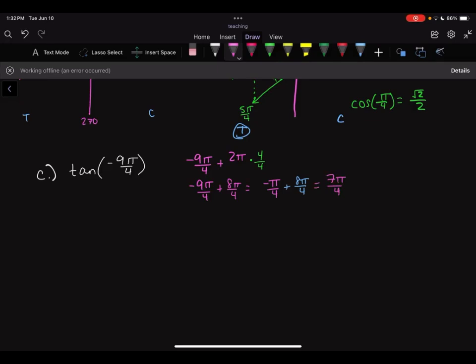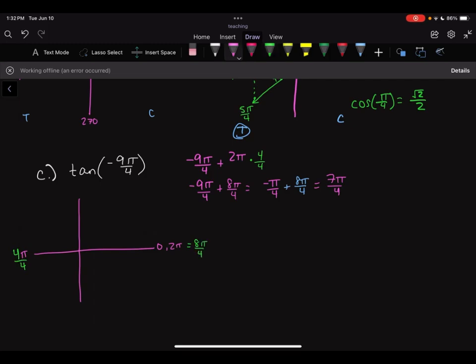So now I'm going to plot my angle. I know that this is 0. I know that this is pi. I know this becomes 2 pi. So I can write this as 4 pi over 4. I can write this one as 8 pi over 4.